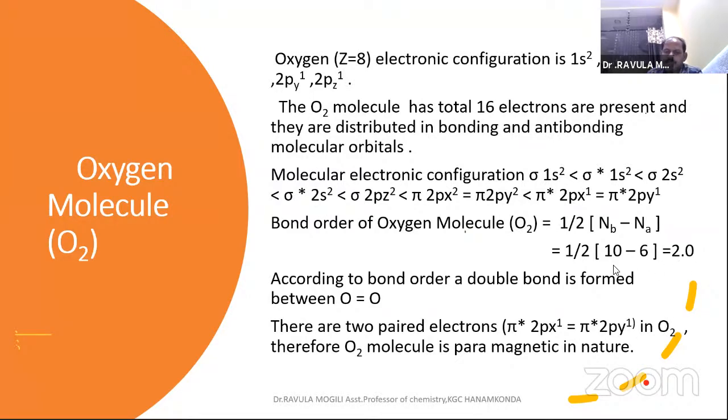So bond order is 2. According to bond order, a double bond is formed between oxygen and oxygen. There are 2 unpaired electrons, pi star 2px1, pi star 2py1. In O2, therefore O2 molecule is paramagnetic in nature. So presence of these unpaired electrons, pi star 2px1, pi star 2py1, it shows paramagnetic nature.